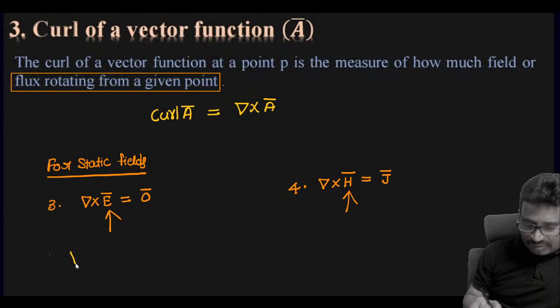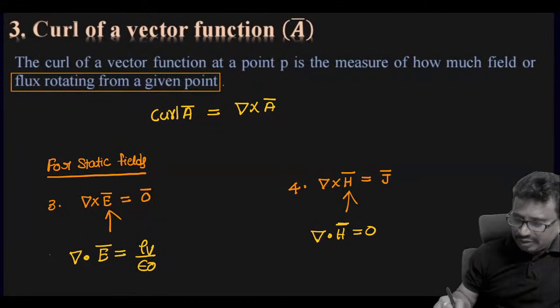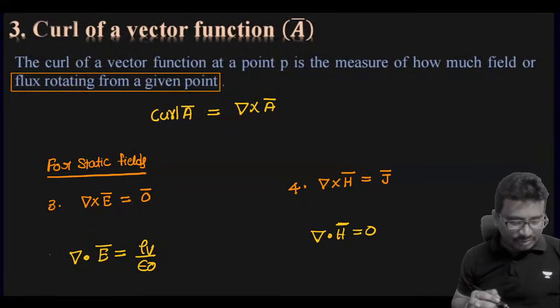That is what, tell me now, we have seen del dot E. What did we get for del dot E, you tell me now? That is rho V by epsilon naught. And here del dot H, which is equal to how much? 0. You tell me now, from these equations what you are able to conclude.